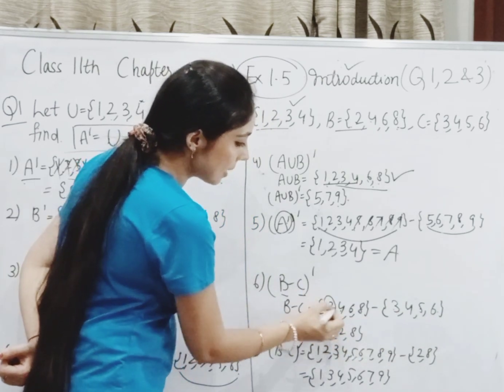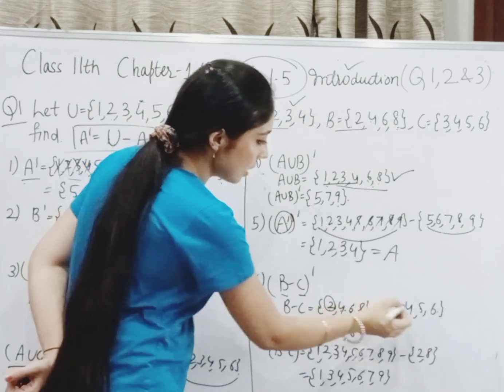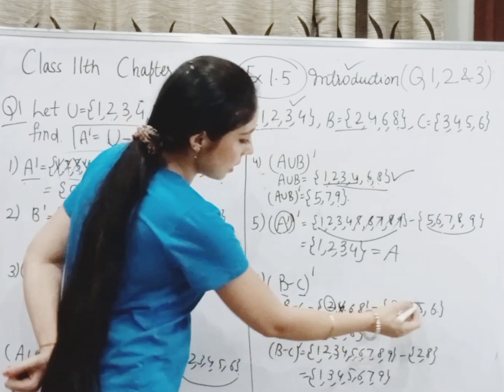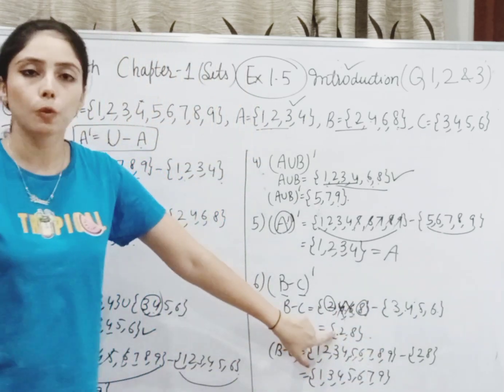So 2 is in set B but not in C, so you will write it here. 4 is also in this set, so this will not be an element, and 6 will also be discarded. 2 and 8 will be the difference of B and C.